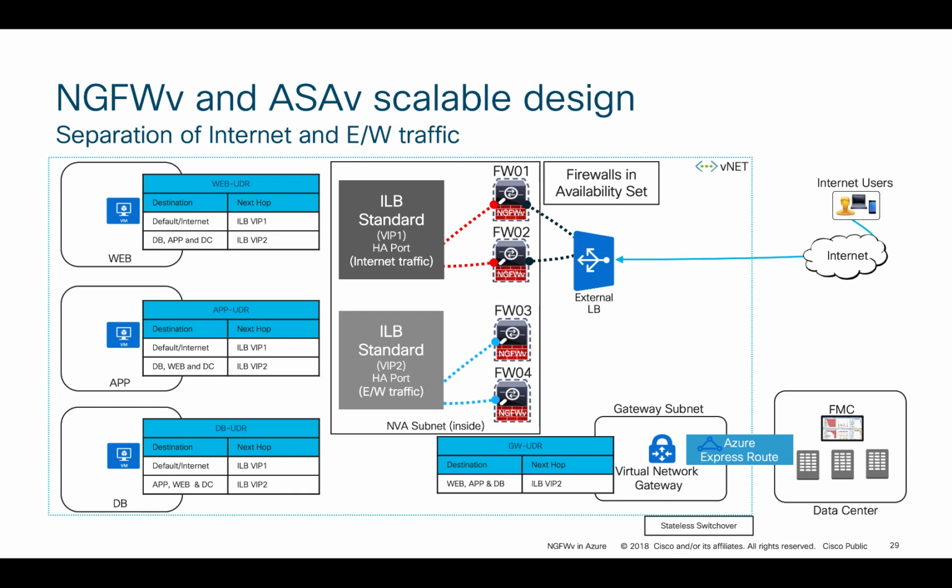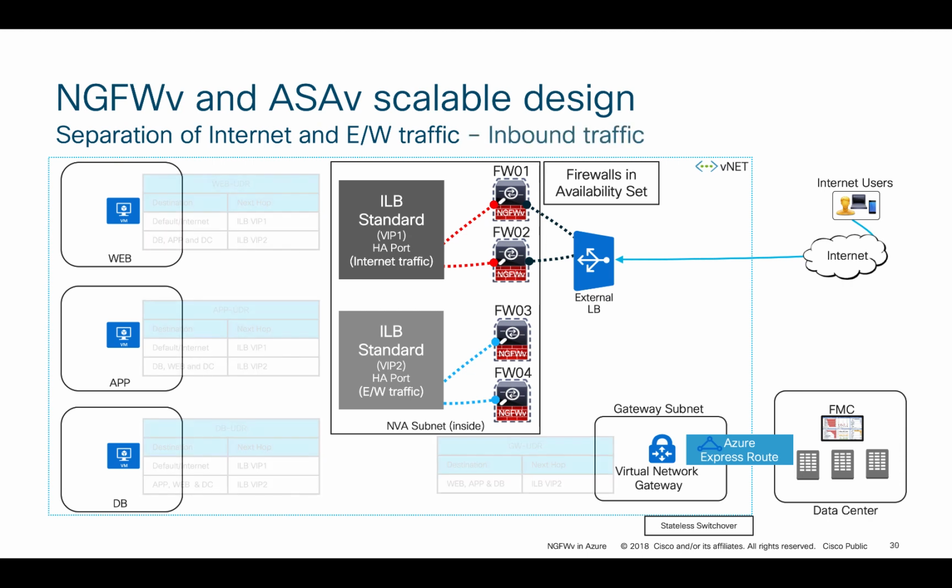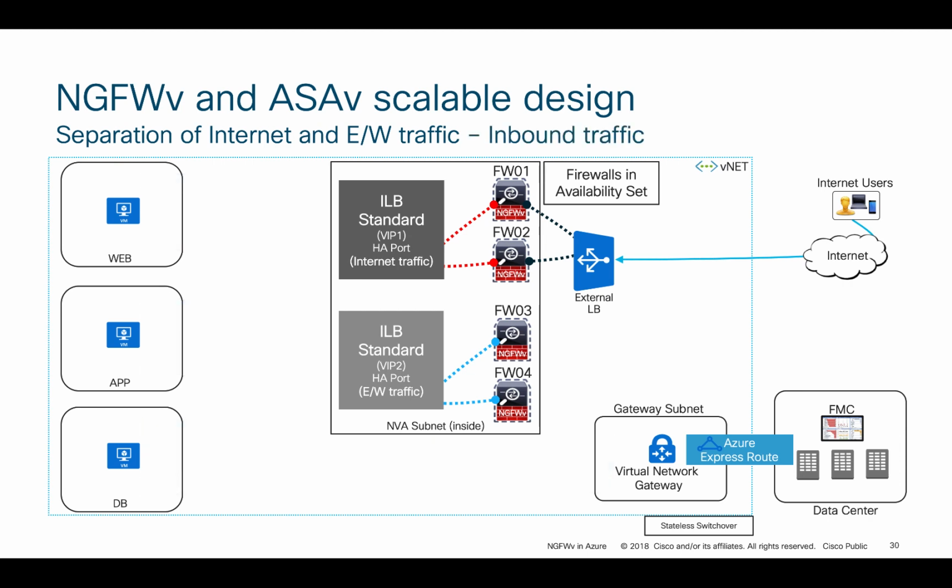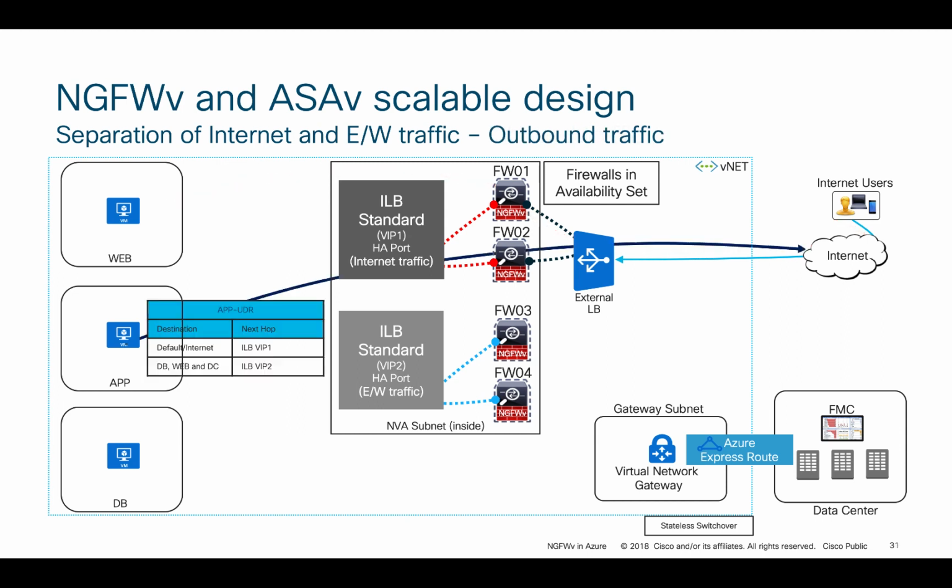Second virtual IP will face towards another set of firewalls processing your east-west traffic. So now let's take a look at the traffic flow when you have multiple virtual IPs. Traffic from the internet will land on the external load balancer. It will come to your firewall. From the firewall, it will go to the destination machine.